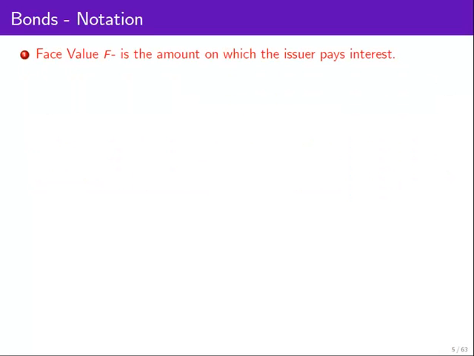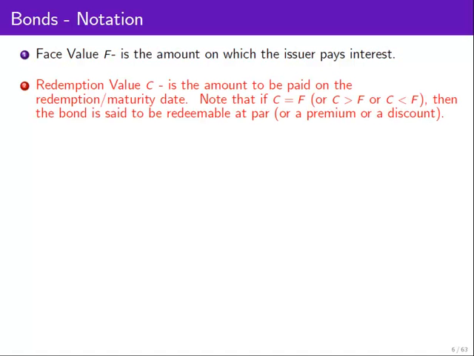Some notation. The face value F of the bond is the amount on which the issuer pays interest to the lender. The redemption value C is the amount that's to be paid back by the issuer at the time of redemption or maturity. Take note that there's different types of bonds. You can have one that's called redeemable at par, and that's where the redemption value is equivalent to the face value. If the redemption value is greater than the face value, so C is greater than F, then the bond is said to be redeemable at a premium. And if the redemption value is less than the face value, then it's said to be redeemable at a discount.